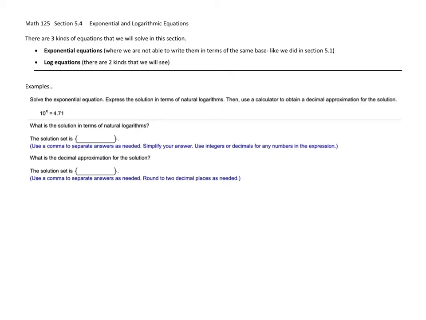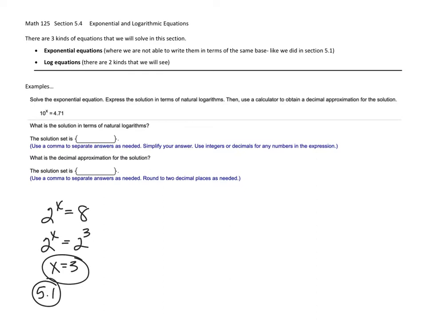As you might remember, in section 5.1, we talked about a basic way of solving exponential equations. Just to remind you, an example would be something like this. If we had 2 to the x equals 8, we were able to solve this if we could get the bases to be the same, and 8 is 2 cubed. Since we could write them both in terms of 2's, we can assume that x equals 3. This was from section 5.1, and this was only when we could get the bases to be the same.